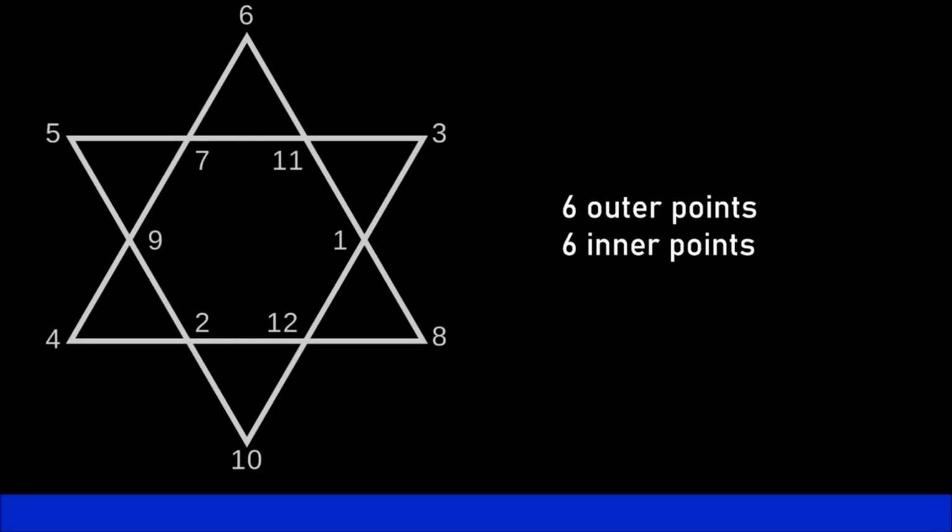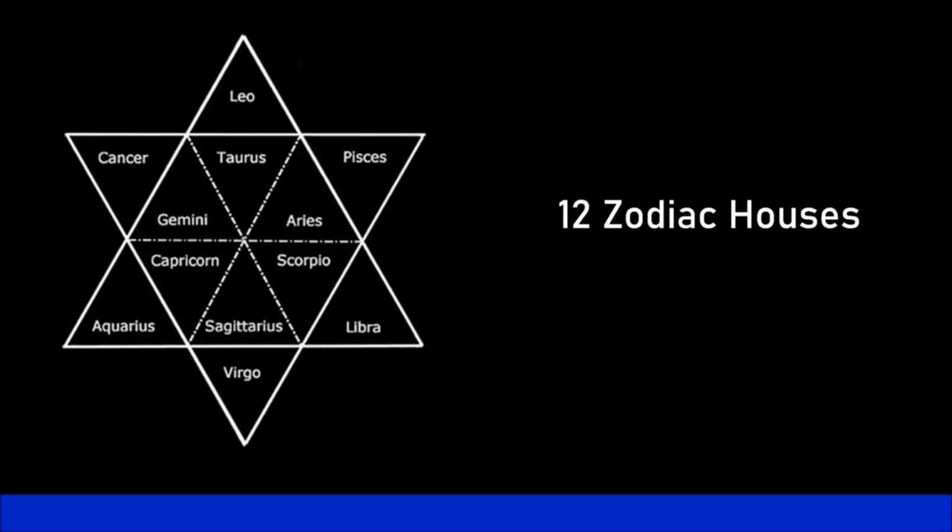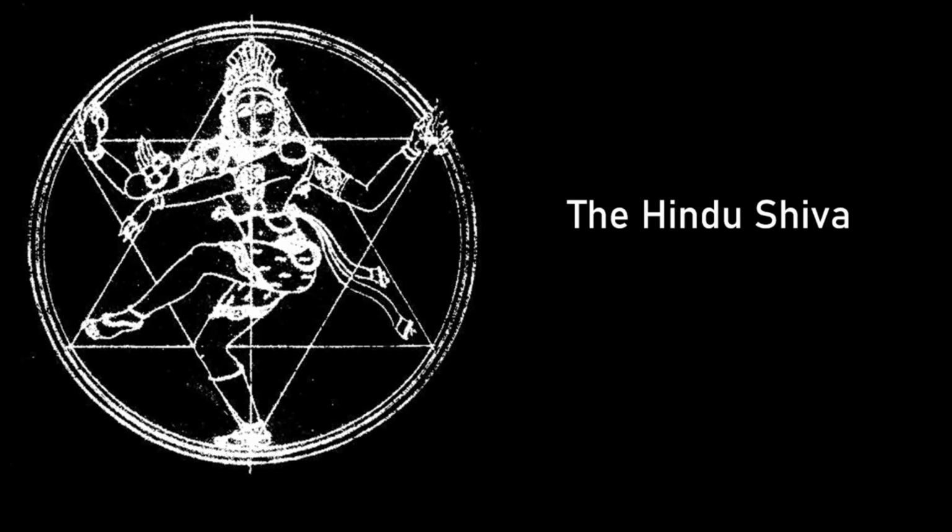So when we take a look at this star, the star of Remphan, because that's what it is, the star of Remphan has 6 points on the outside and 6 points on the inside. So 6 inner points and 6 outer points. Well, if you have 6 inner points and 6 outer points, what do you really have? You have your 12 zodiac houses. So this star, the star of Remphan, you can see how this is connecting now to the sky, because this is actually a symbol for the zodiac houses.